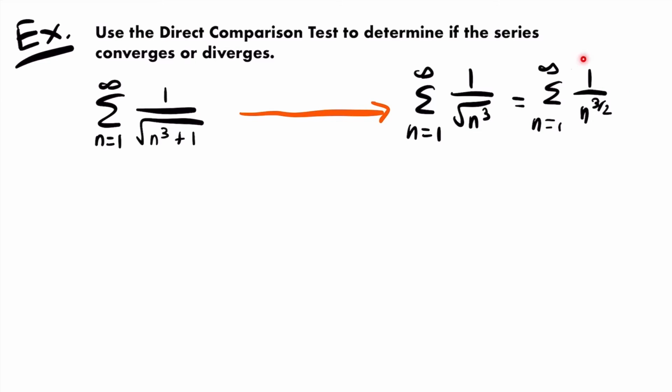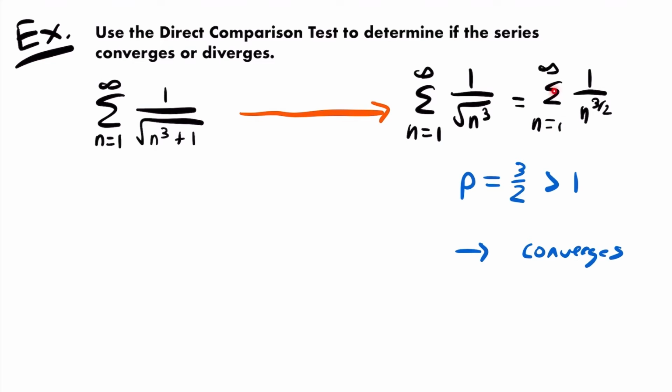And so this is a p-series of 1 divided by n to the power of 3/2. And so p for the p-series is equal to 3/2. And now that value of p is greater than 1, which means that our p-series converges. All right, if it was less than 1, then our p-series would diverge instead.